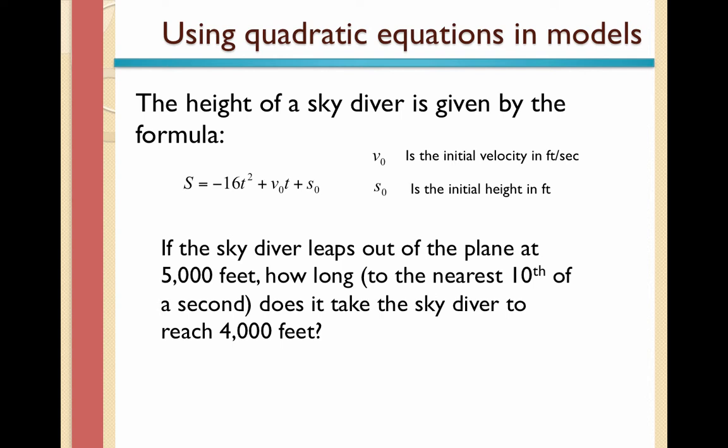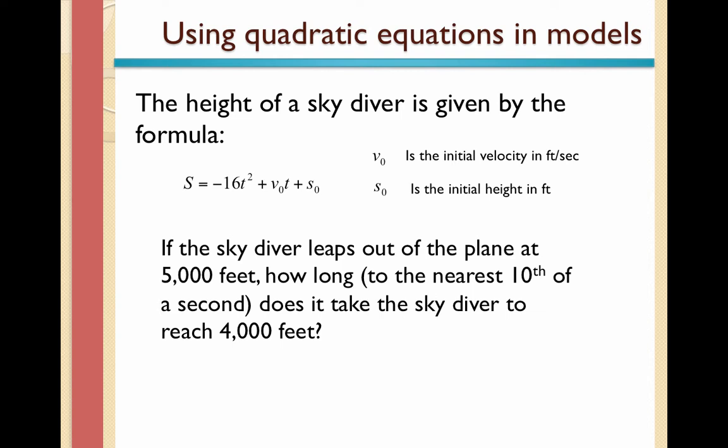So here's our problem. Our skydiver is going to get into a plane, go up to 5,000 feet, and then jump out. Crazy. How long, to the nearest tenth of a second, does it take that skydiver to fall that first 1,000 feet? So we want to know how long it takes to reach 4,000 feet. So we've got an equation which will help us. Now we have to figure out, well, what's the initial velocity that we need to plug in? Well, the problem doesn't give us one, so we got to think about that for a minute.